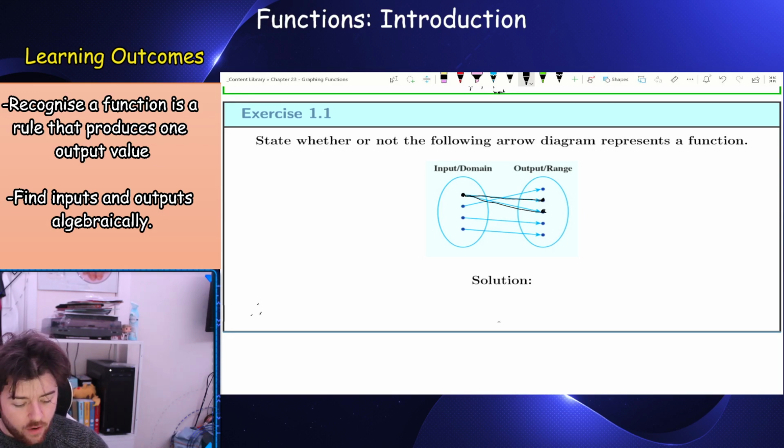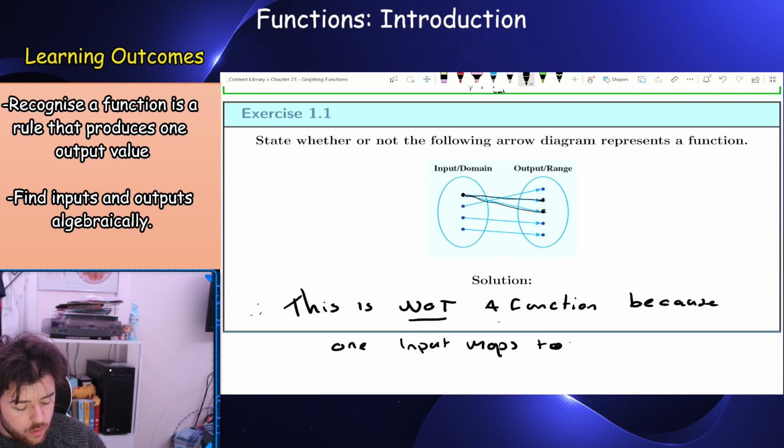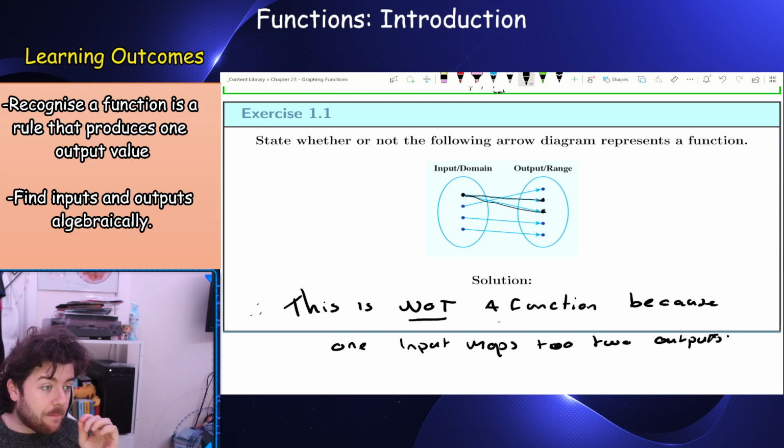Therefore, this is not a function, because 1 input maps to 2 outputs. That's it. So just thing to remember about functions is an input has to map to 1 output only. And that's what classifies a function.